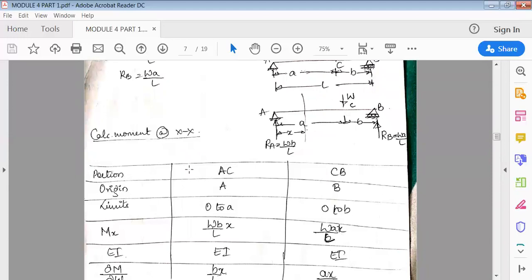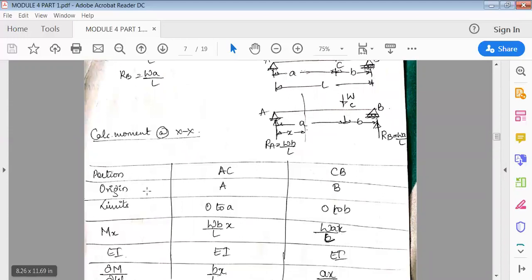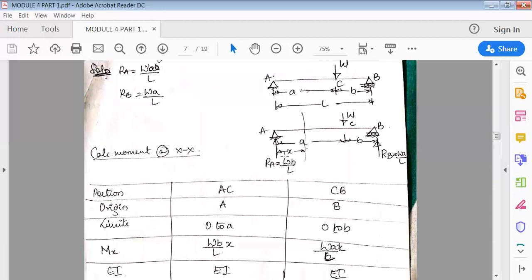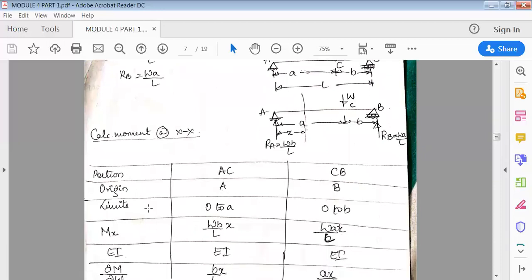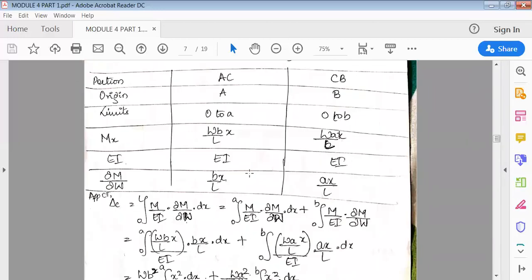First, portion AC. Next portion is BC. You can write it anyhow. Next, origin. For span AC, A is the origin. For BC, B is the origin. We measure like this. Always we measure from the ends of the support. Then limit. Limit for AC is 0 to a. Limit for BC is 0 to b.